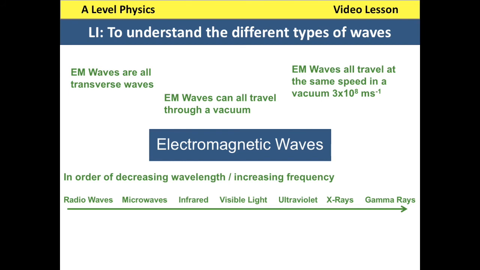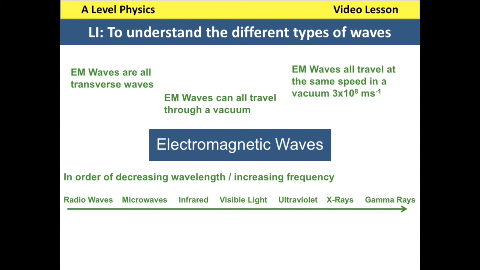So the one with the biggest wavelength is the radio waves, then slightly smaller than that are microwaves, then infrared waves, visible light, UV, X-rays, and then the shortest wavelength are gamma rays. Now you also need to know what these are used for as well, so if you've not added any uses, please do add uses to your mind map.